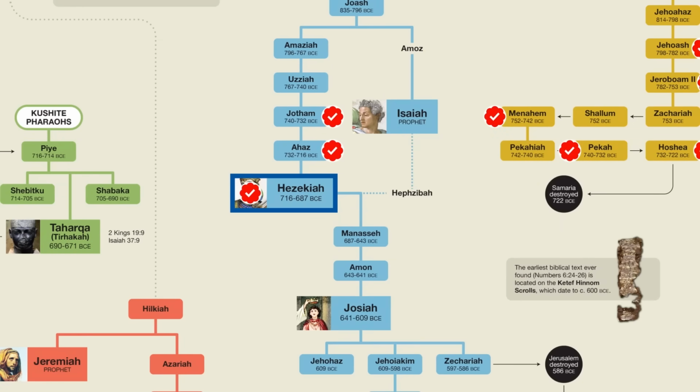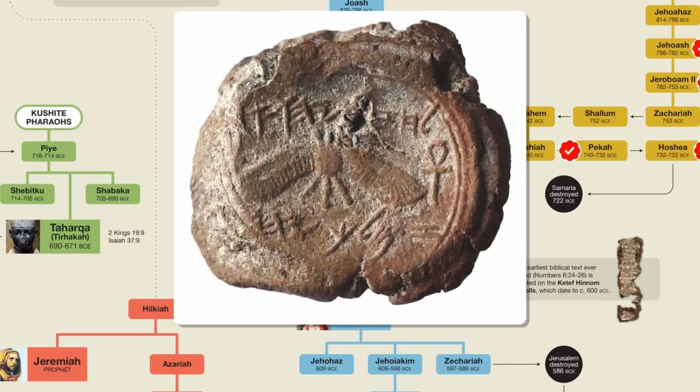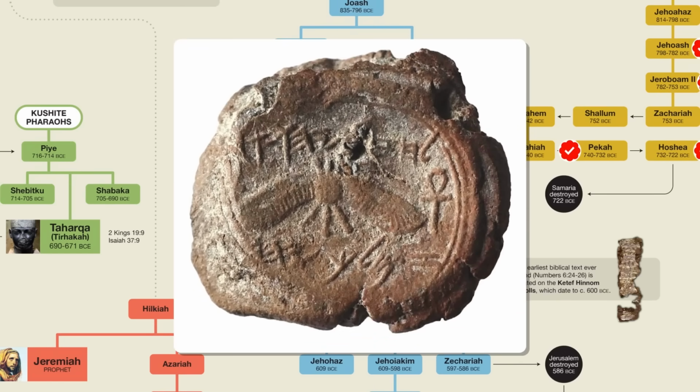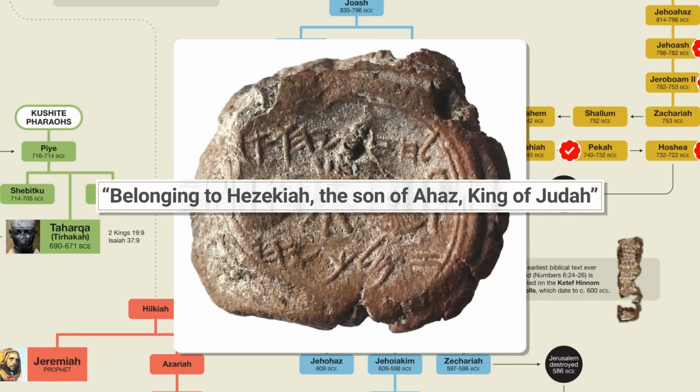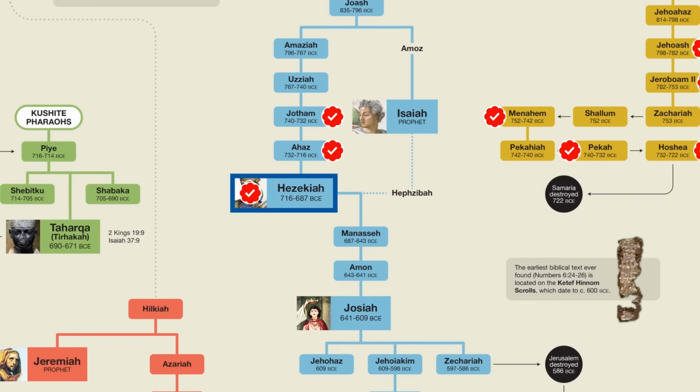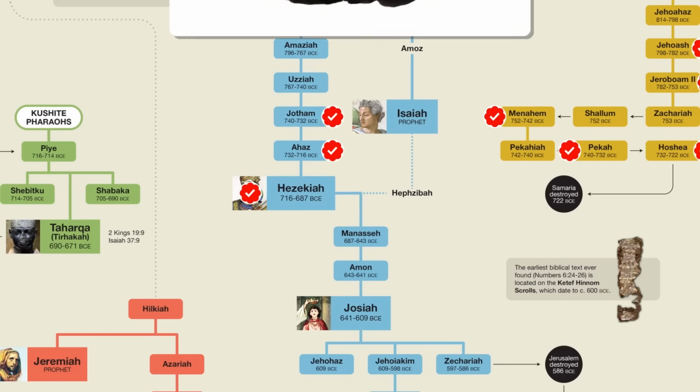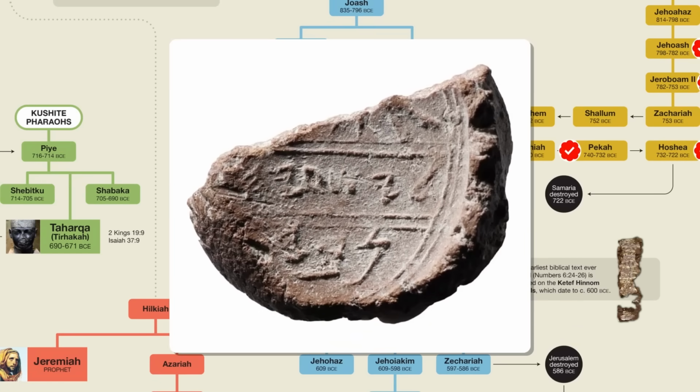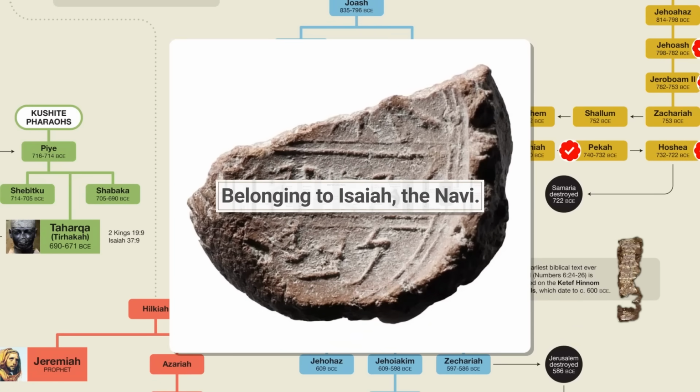Hezekiah's name was also found on a seal that includes a depiction of the sun with downward-facing wings, which was presumably Hezekiah's royal seal, because it says, "Belonging to Hezekiah, the son of Ahaz, king of Judah." It was found in Jerusalem in 2015, and just a few years later, at the same site, another seal was found, this time reading, "Belonging to Isaiah the Navi."